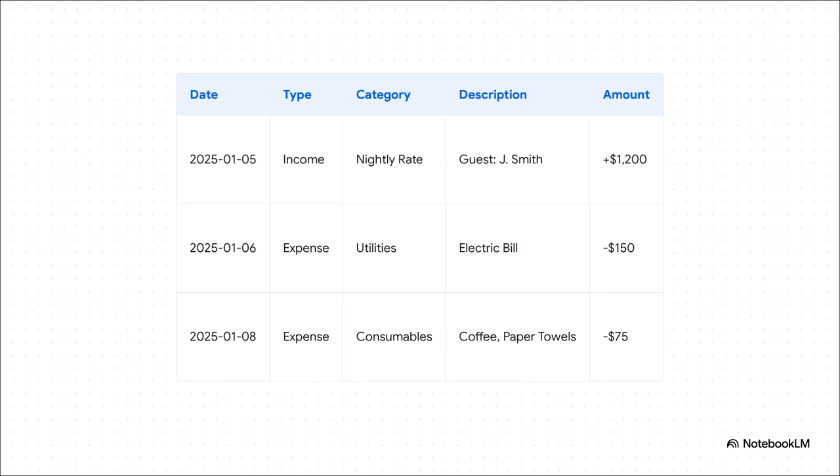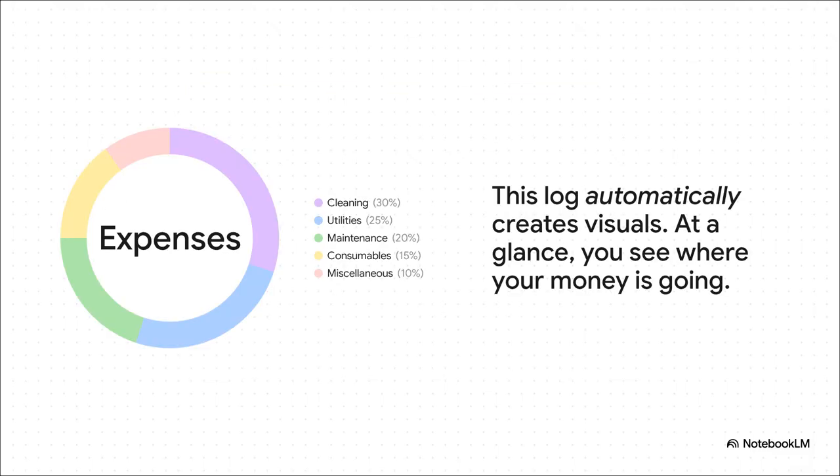You do this one simple thing, and I promise you, tax time goes from being a total nightmare to an absolute breeze. And here's the magic. Once you have that log, it can automatically create powerful visuals like this one. You can see just at a glance, wow, 30% of my money is going to cleaning. And that immediately raises questions, right? Is that too high? Could I find a better service? See? That's how simple data starts turning into smart business decisions.